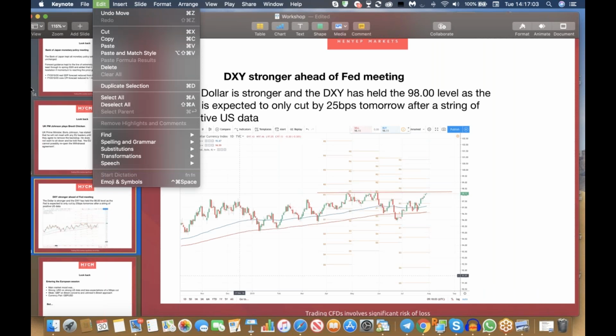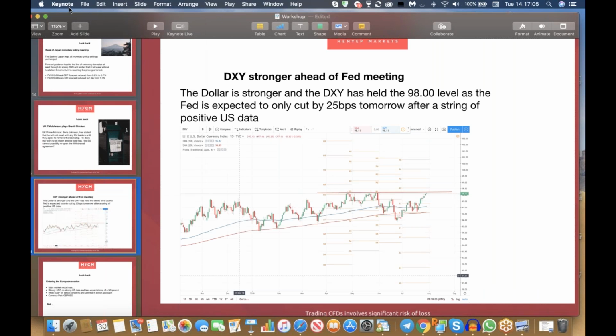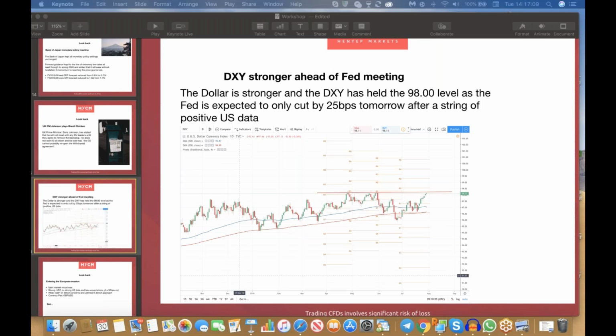Now, the dollar index is stronger in the European session, and it broke this 98 level, which would have been a tricky level. It just broke that level. We're just around 98 now. You can just see here, this is the dollar index.